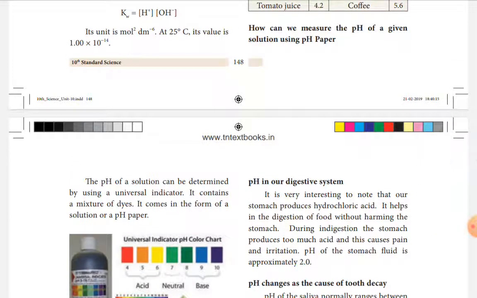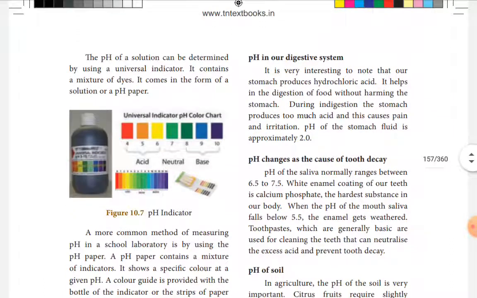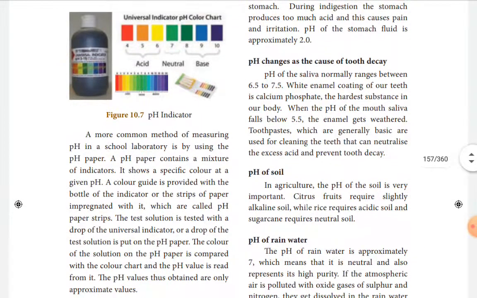Then also, the pH of a solution can be determined using the universal indicator, which contains a mixture of coloring agents, dyes. So in the school laboratory and so on, we use pH papers to check whether the given solution is acidic, basic, or neutral.